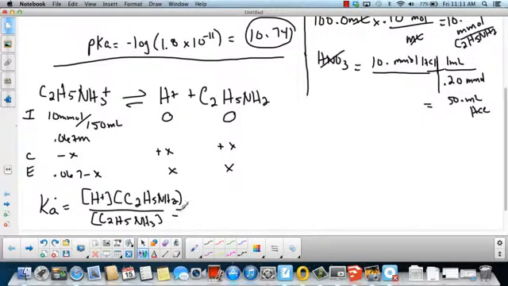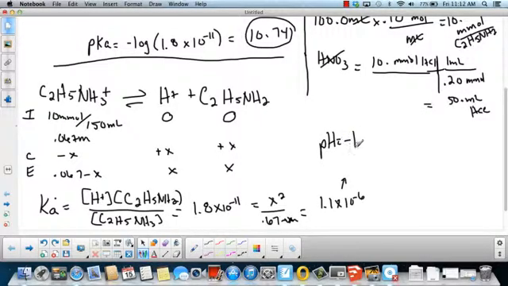Okay, so that's one of the ways you know whether you have to use Ka or Kb: what you're generating. Now, like I said, we found our Ka value, 1.8 times 10 to the negative 11th. We set that equal to x squared over 0.067 minus x. The assumptions work out, so our x comes out to be 1.1 times 10 to the negative 6th. We're trying to find pH, so we're going to plug that into our pH equation, take the negative log of 1.1 times 10 to the negative 6th.